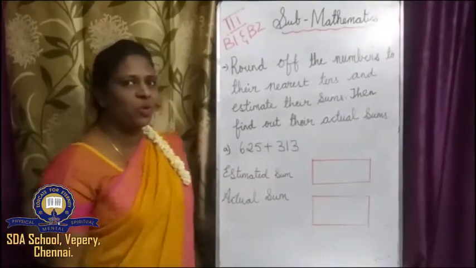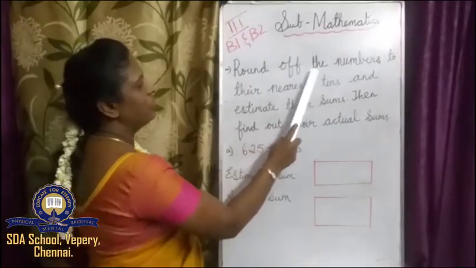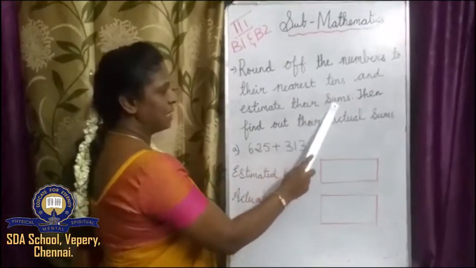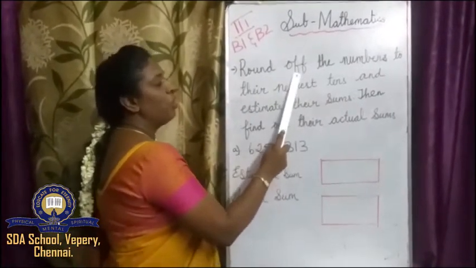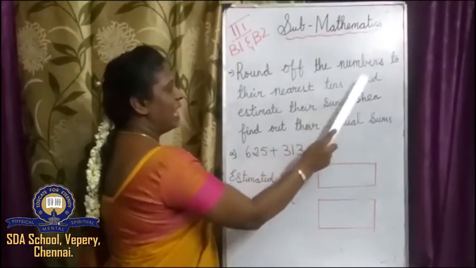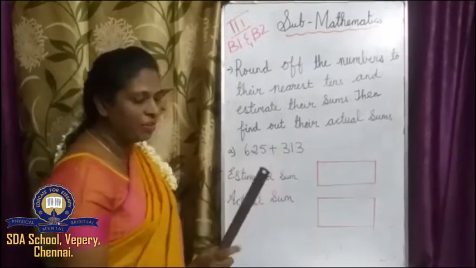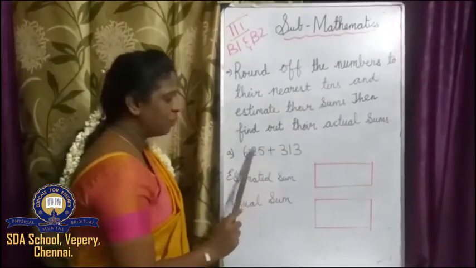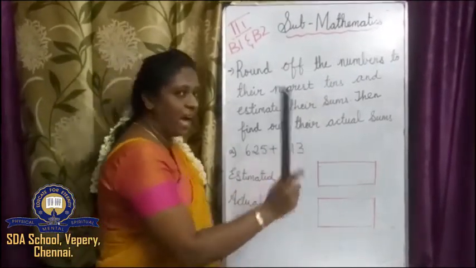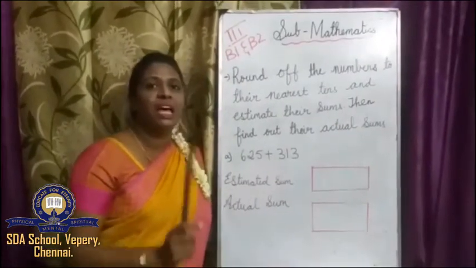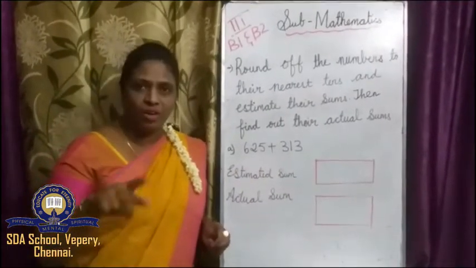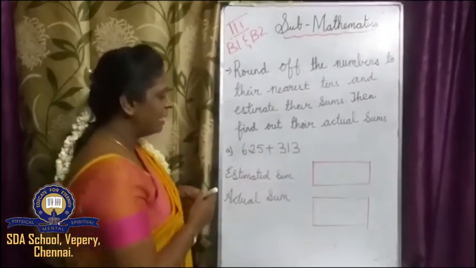Okay, children. Now we are going to see how to round off the numbers to their nearest tens and estimate their sums. What we have to do? First we have to round off these numbers to their nearest tens and estimate their sums. Then find out their actual sum. They are asking you to find out the actual sum also. First let us estimate. Estimate means rounding off.